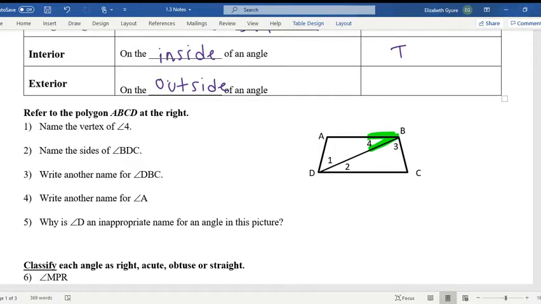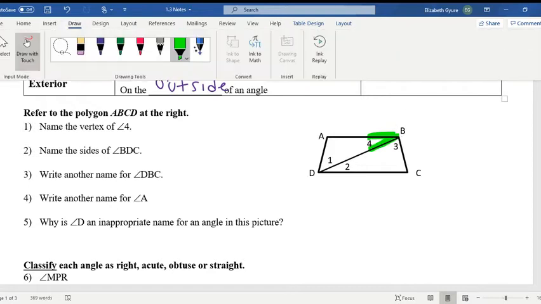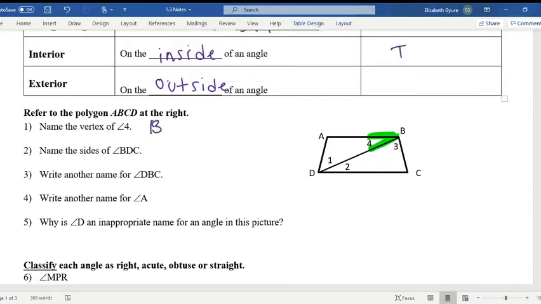So for your angles, look where the corners are, right? Where that corner is, where my two rays meet, that's where your vertex is going to be. And the letter we see there is a B. So our vertex is going to be point B.